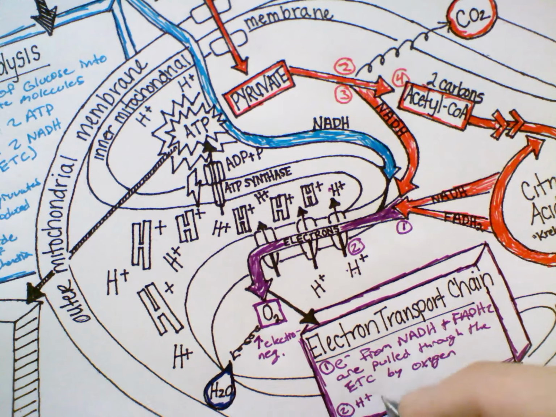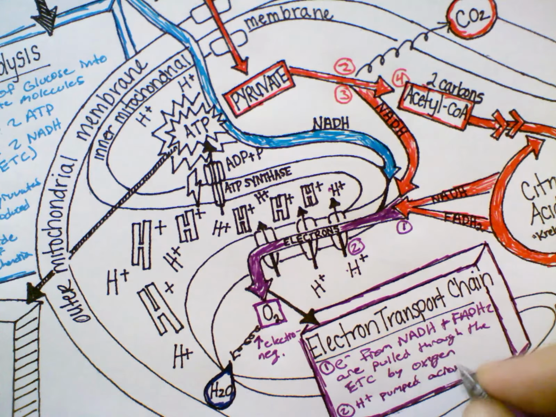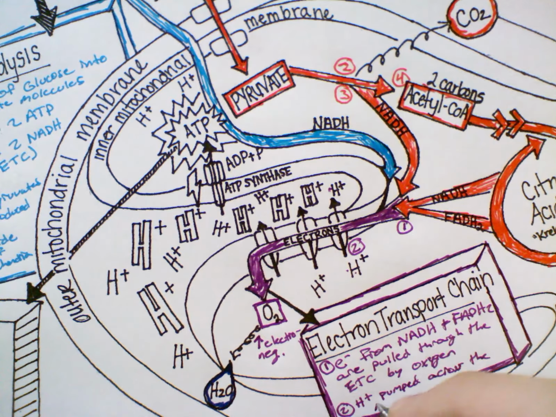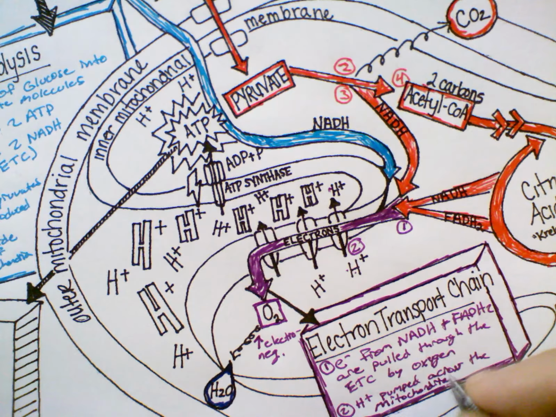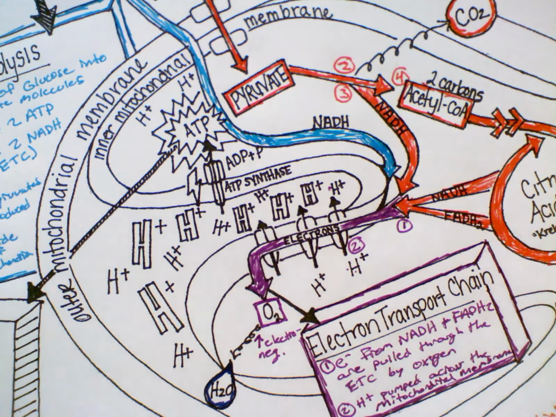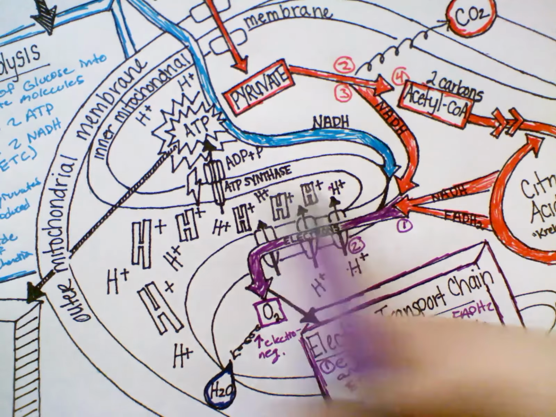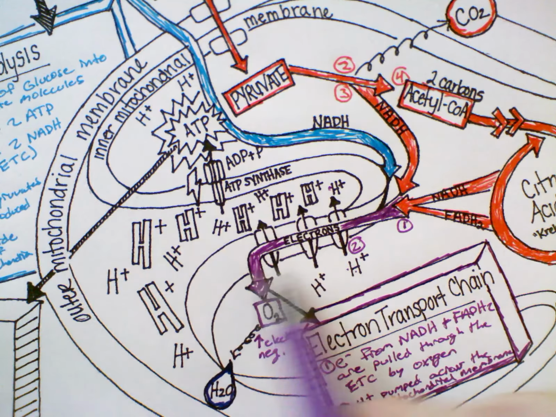So H plus is pumped across the mitochondrial membrane. And this sets up a concentration gradient of hydrogen ions, and this is where the magic happens. So we've used all of these electrons that we've harvested from glucose, and we've pumped a whole bunch of hydrogen ions to one side of the membrane. So now we have a really high concentration of hydrogen here.